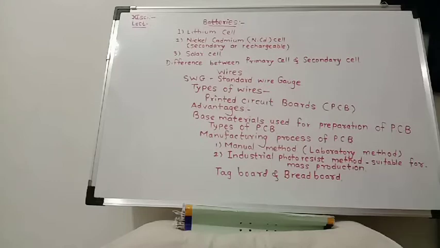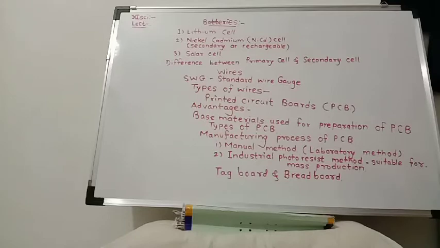The second difference is that primary cells provide a relatively less amount of power. Primary cells have less power, that is, the current capacity of primary cells is less, so less power is generated by primary cells. And secondary cells relatively provide a large amount of power. Secondary cells can provide a large amount of power.